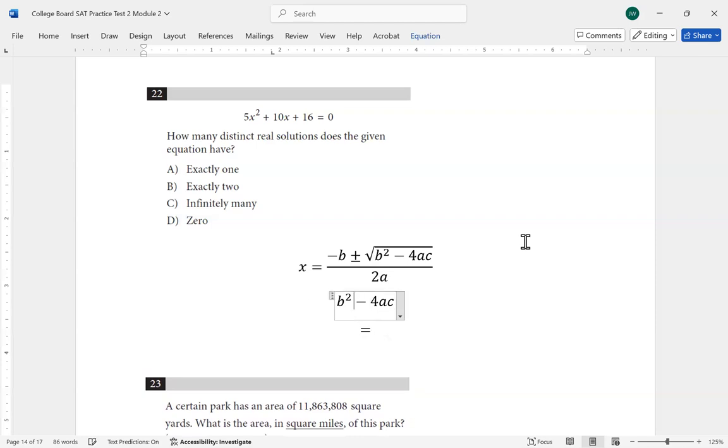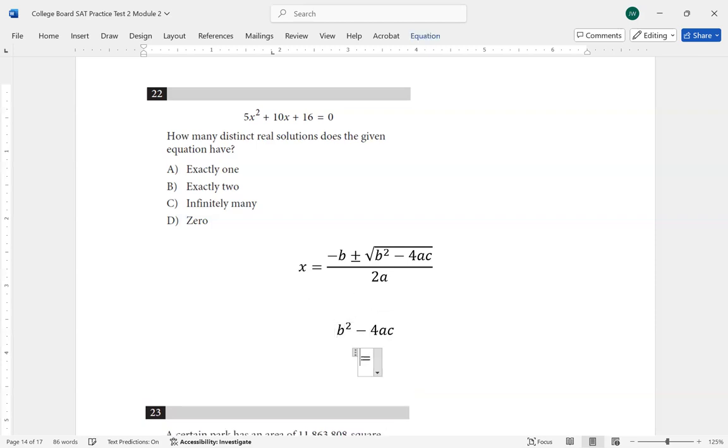B squared minus 4ac, give a little space, is going to be 10 squared minus 4 times 5 times 16. That's going to be 100 minus 320. So b squared minus 4ac in this case is going to be a negative 220. Actually, I'll just write it below.